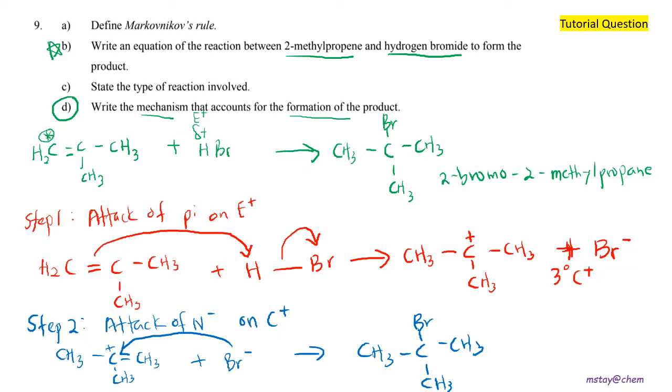You can see that the arrow always comes from high electron density to less electron density. For example, Br negative has high electron density because it is negatively charged. Like we mentioned before, the arrow shows the movement of electrons, so it moves from the high electron density atom to the less electron density atom. So this is the working step for the mechanism of the reaction between alkene and hydrogen halide.